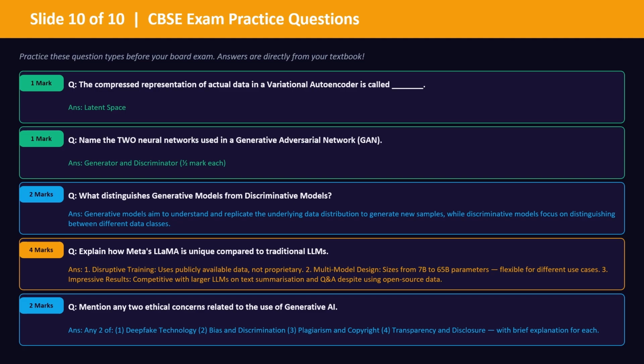2 marks question, 2 ethical concerns, any 2 from deepfake, bias, copyright, transparency. That's everything on generative AI from your CBSE Class 12 AI syllabus.